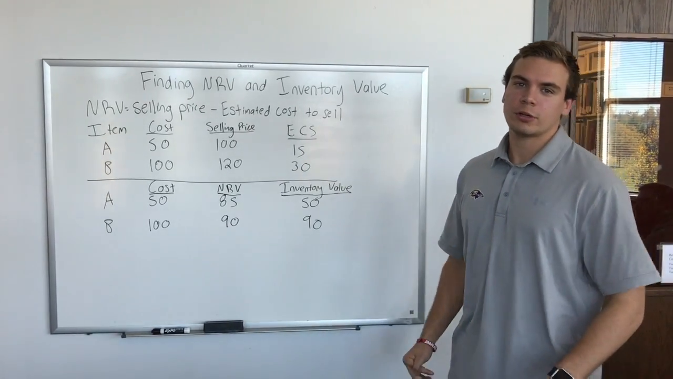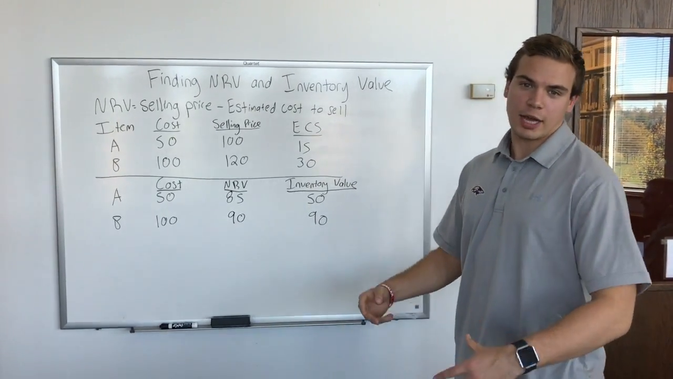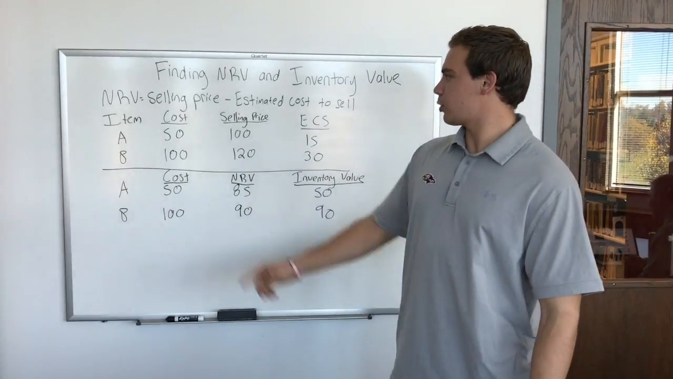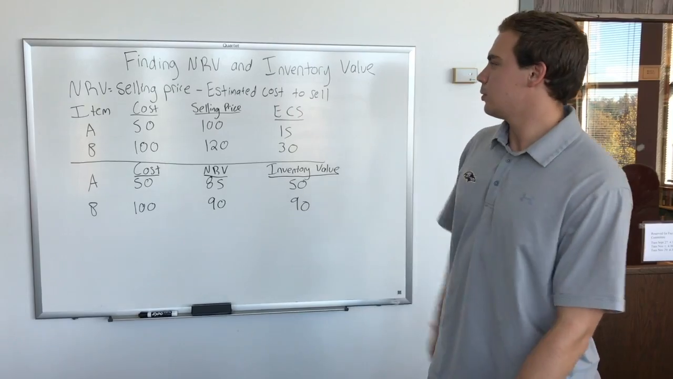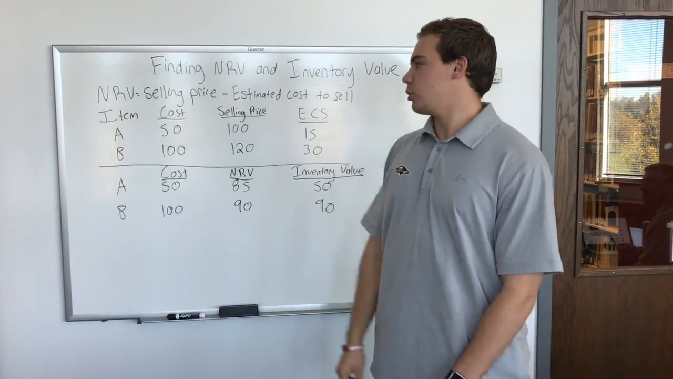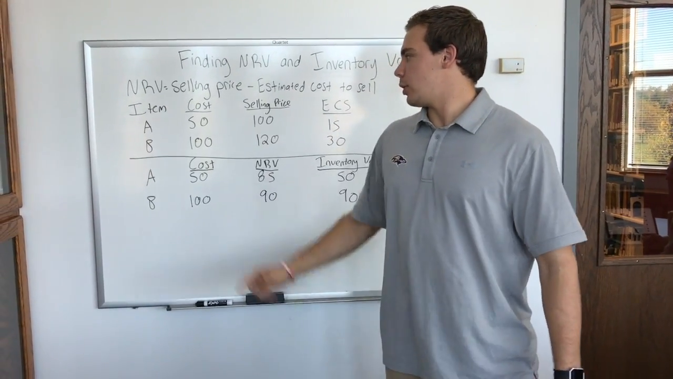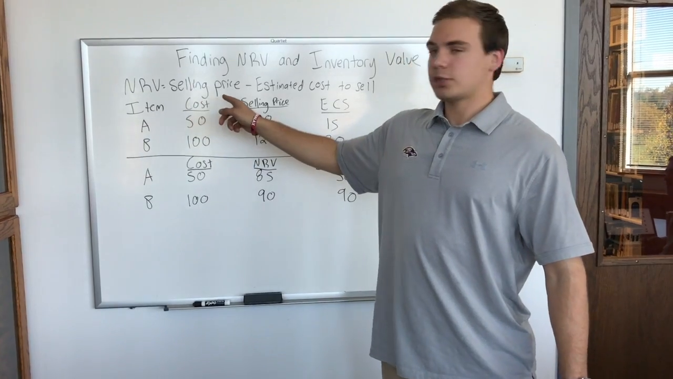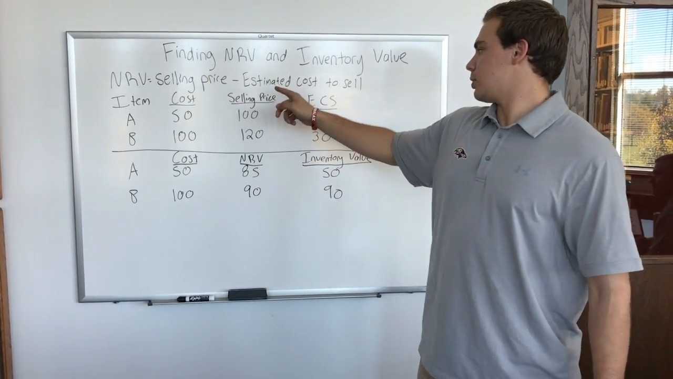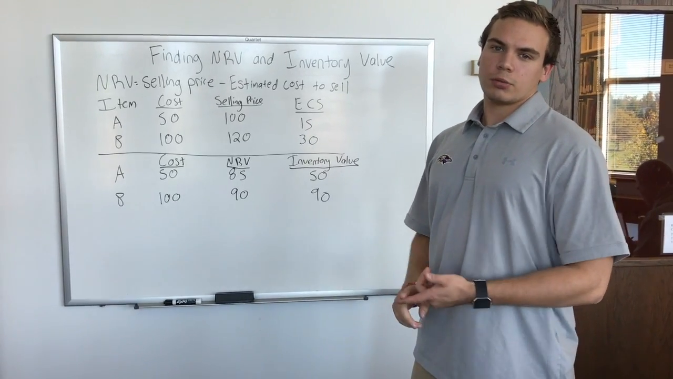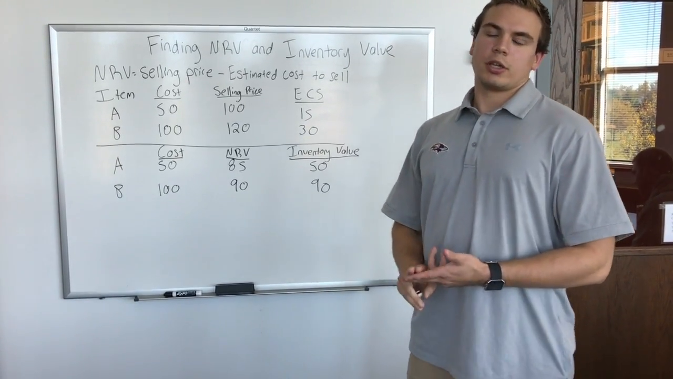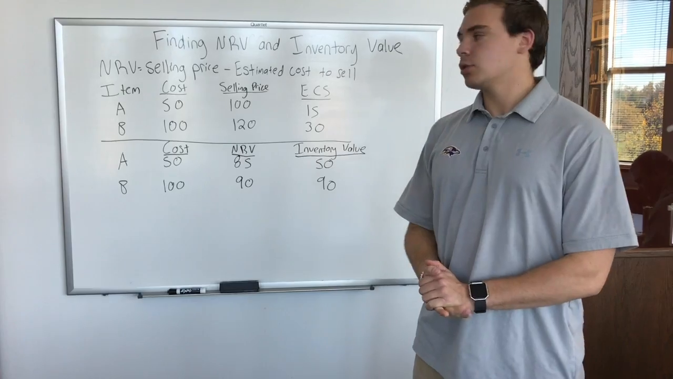Professor Manfeld Jr. here, back again with another lesson in accounting. Today we're going to find net realizable value and inventory value. Let's start with the formula for NRV. NRV is equal to the selling price of a good minus the estimated cost to sell. Estimated cost to sell has to do with sales commissions and shipping costs that come with selling a product.